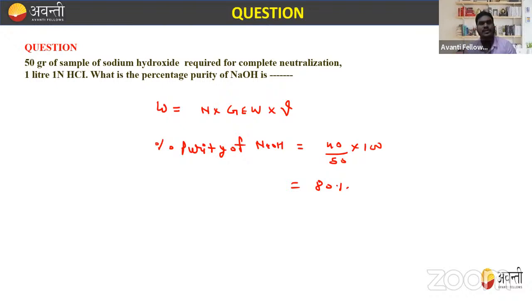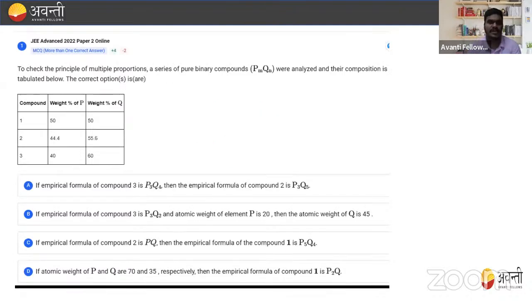How did it come? A 50 gram sample of sodium hydroxide is treated with this. Okay, so this is how you can solve the percentage purity of NaOH. By using this, calculate W, just put the value and calculate the percentage purity of NaOH. Now, this question is also very, very important, and this is a JEE Advanced 2022 Paper 2 question.